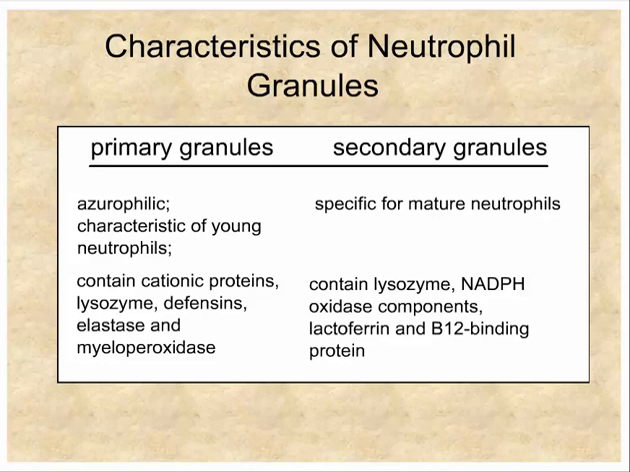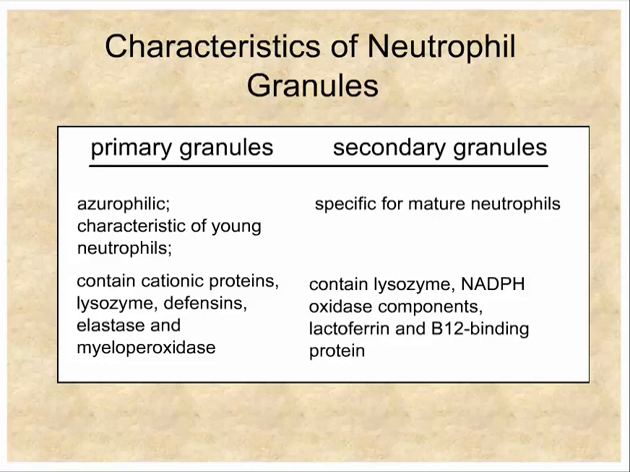And the components that they contain are things like cationic proteins, which are going to be antibacterial. They contain lysozyme, which can break down bacterial cell walls. They contain these defensins, elastase. And what is characteristic of these azurophilic granules, or primary granules, is this enzyme myeloperoxidase. And we'll see what role it plays. The other type of granules they have are the secondary granules. These are sometimes also referred to as the specific granules. So these are the secondary or specific granules. And these are characteristic of more mature neutrophils.